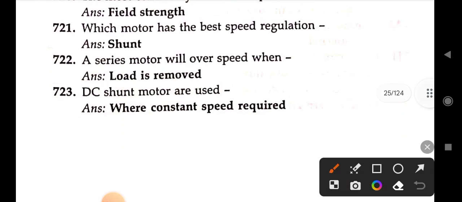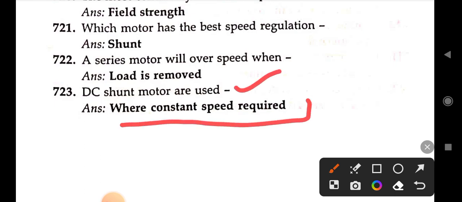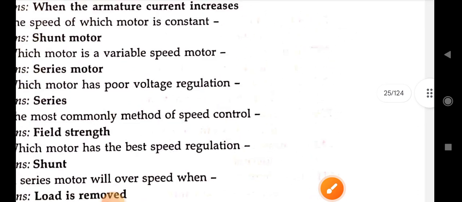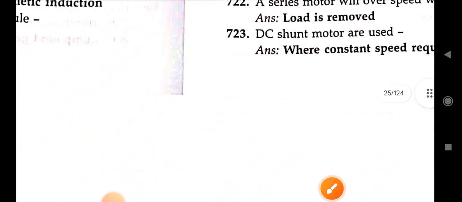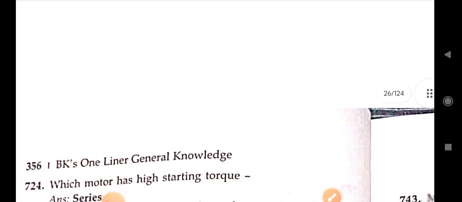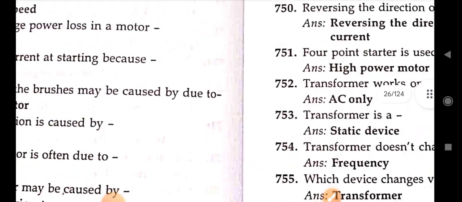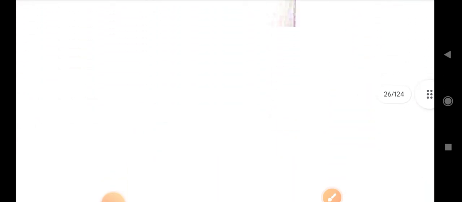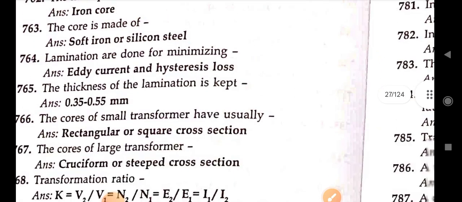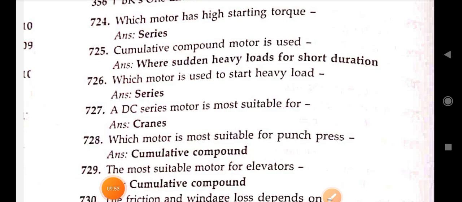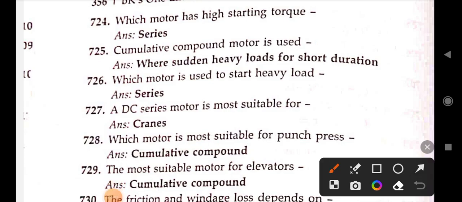Next, DC shunt motors are used where constant speed is required. Next, which motor has highest starting torque? Right answer is series.